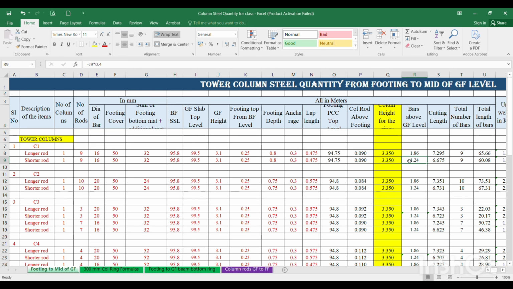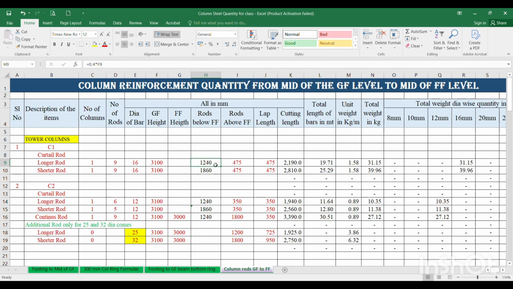That's why I am taking here reverse. Whatever the longer rod is there, for that longer rod I am taking 0.4 times, and whatever the shorter rod is there, for that 0.6 times. Then this column rod will get terminate at the ground floor level.